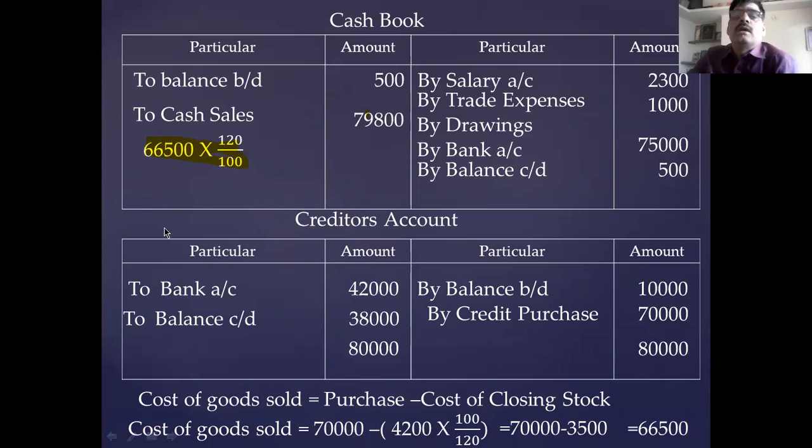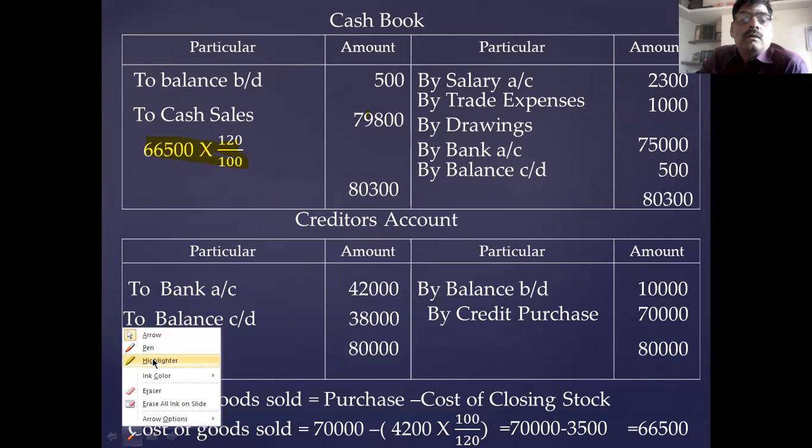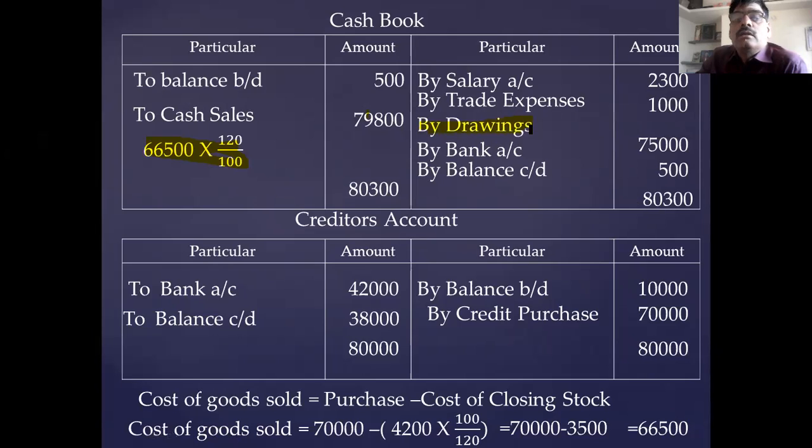Okay, now you see the position in the trading account. I will close this account. Total is 80,300. Then total 80,300. The difference represents one missing item. What is this missing item? The missing item is drawing. Therefore, the difference of 1,500 is called drawing. Okay, private expense. In this way, you have to move. Clear? Then you see the trading account. Now we go to the trading account.